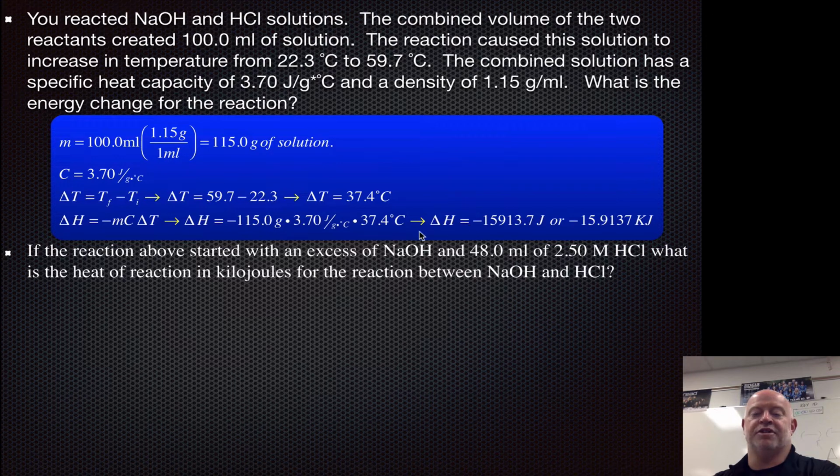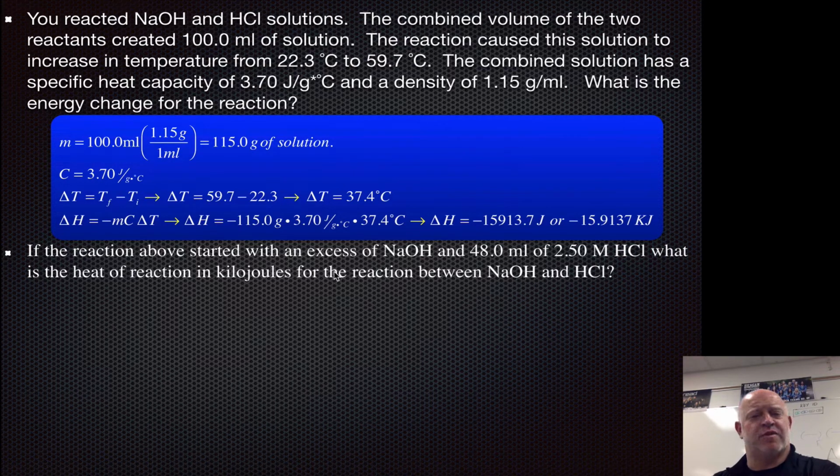So the reaction, since I'm solving for the reaction here, released 15,913.7 joules or 15.9 kilojoules. I didn't round these to significant figures in this particular one. Now, taking this information from above, if the reaction above had an excess of sodium hydroxide and 48.0 milliliters of hydrochloric acid, what is the heat of reaction in kilojoules for the reaction?